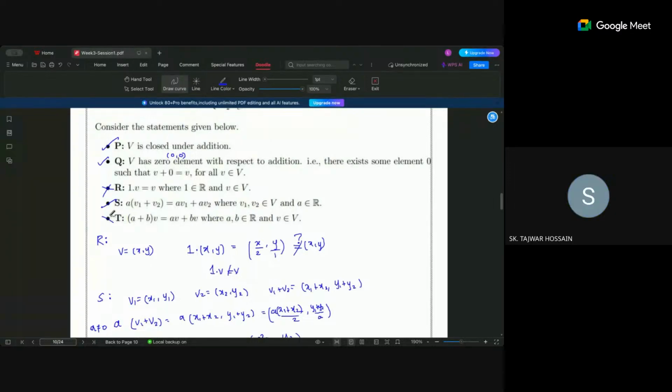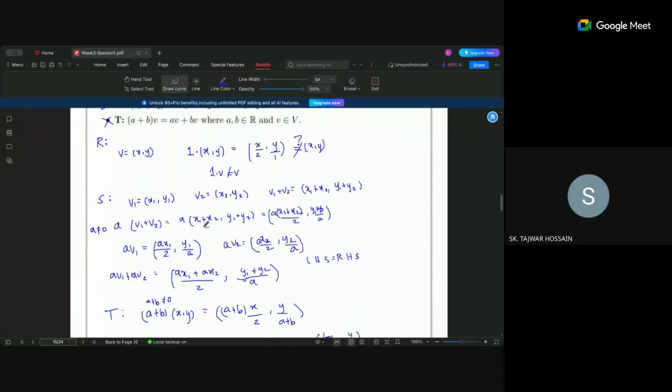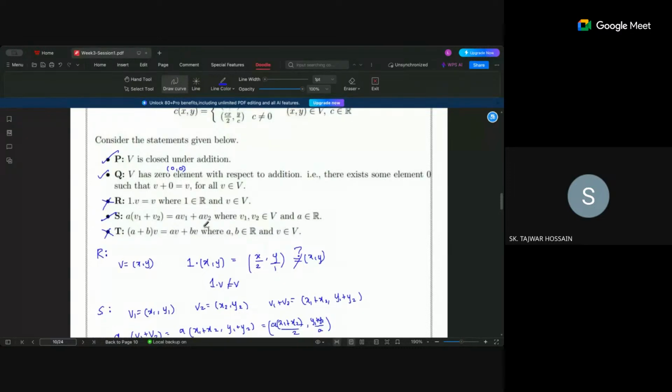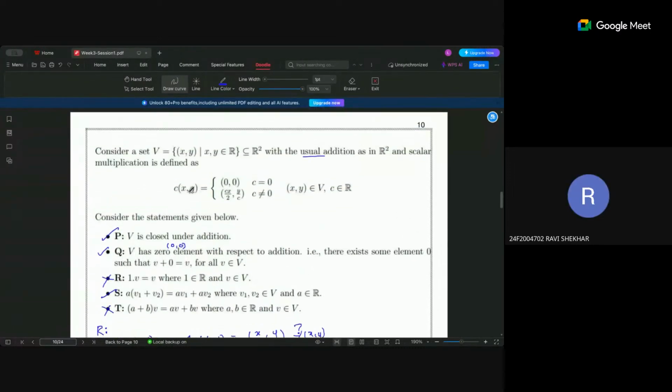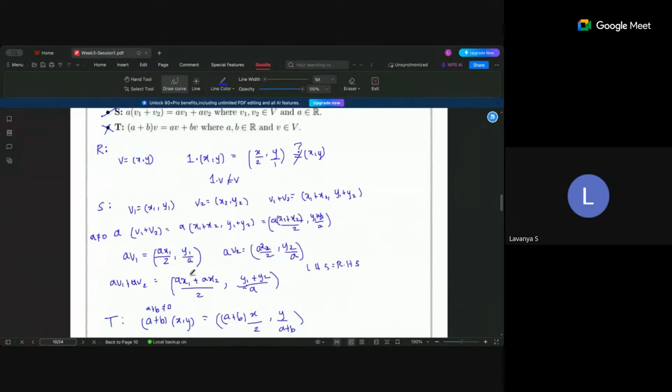Okay? Ma'am, in option S, if we consider A to be 0, then the condition would be false. It has to be non-zero, no? If A is 0, then everything is going to be 0. So anyway, it is going to hold, right? Yes, ma'am. So for A equal to 0, it was trivial, so I just left it. But yes, you have to check for that also. Okay, fine.